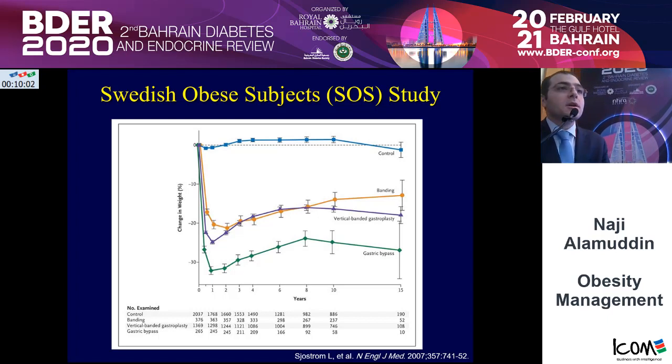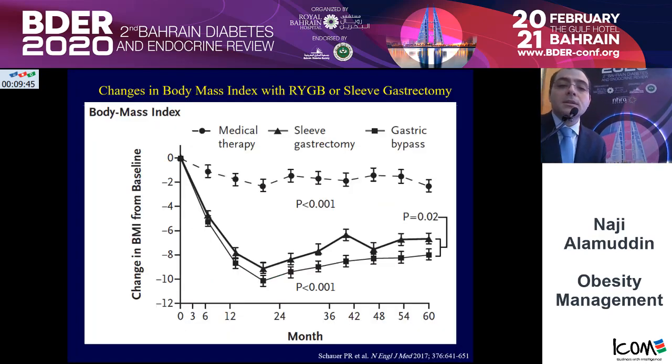So this is from the Swedish Obese Subjects study. It's a prospective study looking at different surgeries. And what you clearly see 15 years down the line is that gastric bypass gives you around a 25% weight loss. So people lose weight, regain some weight, but then it plateaus. Gastric band provides around a 10% weight loss. Now, how does that compare to sleeve gastrectomy?